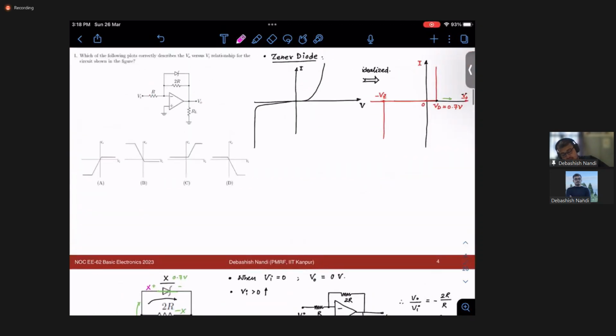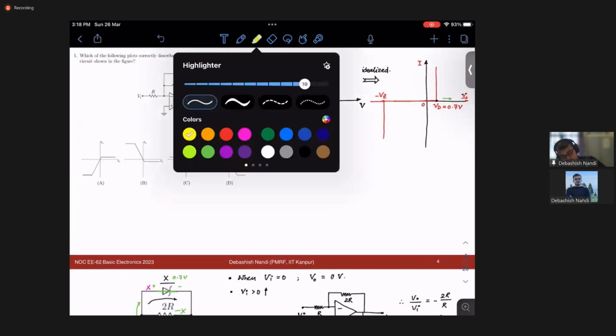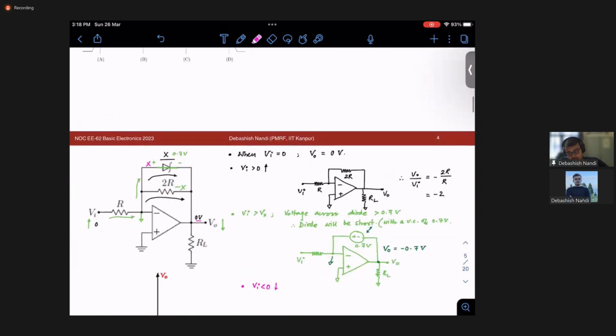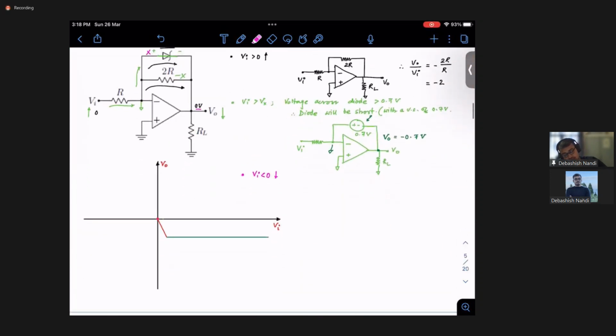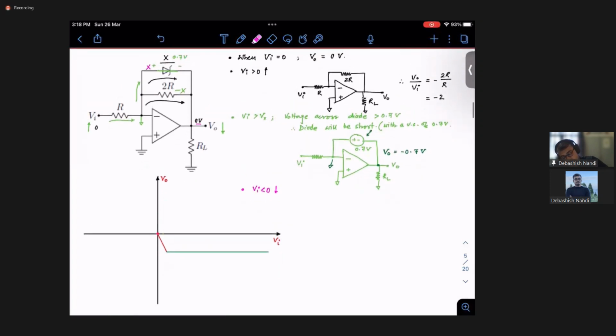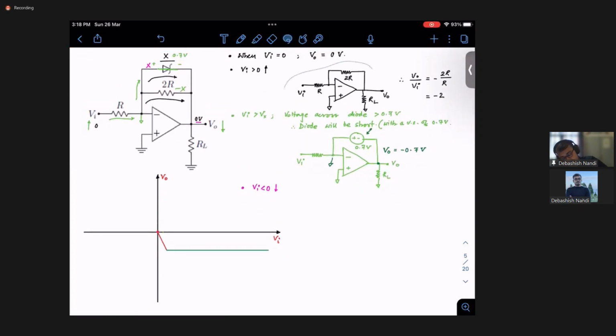Or I would say that this region I am talking about, right? No current is flowing there. So it is an open circuit. So what will be my configuration? My equivalent circuit will look like nothing but this one. Whatever I have drawn in black, right?